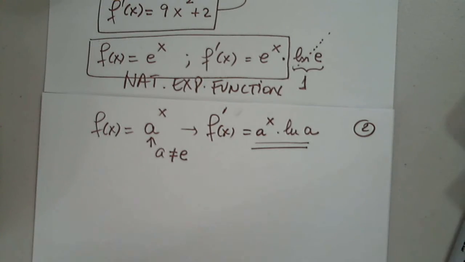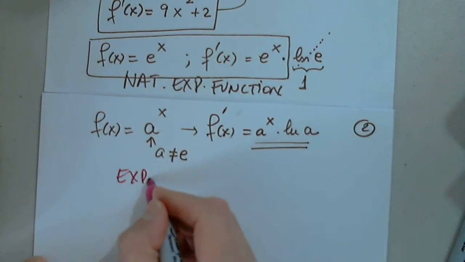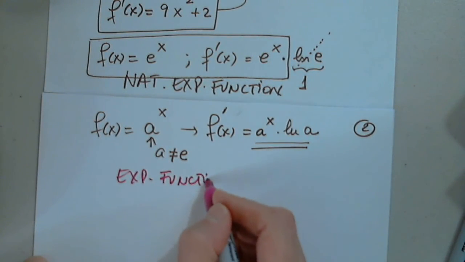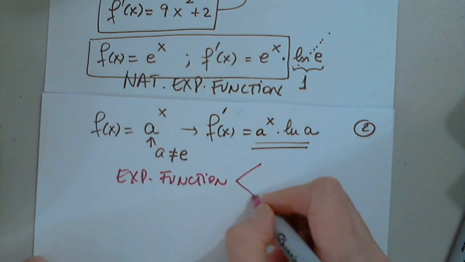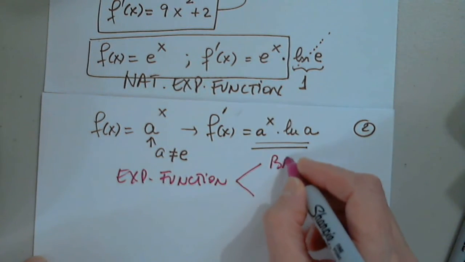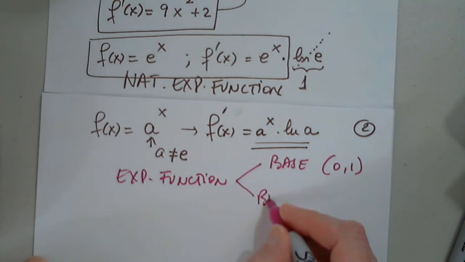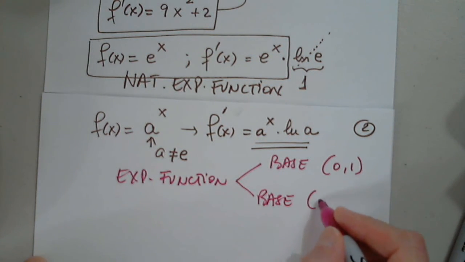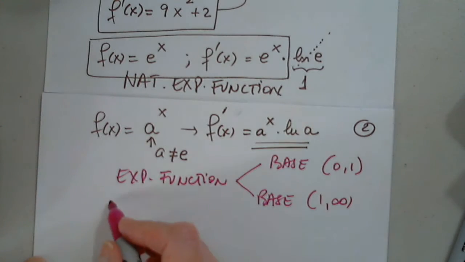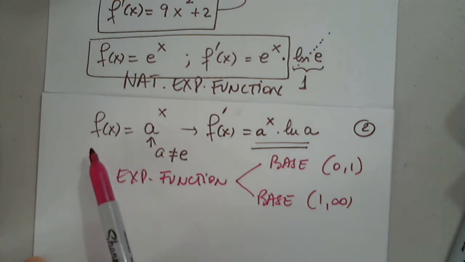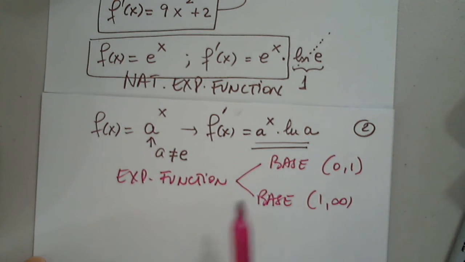Very good question. An exponential function has 2 possibilities for a, the base: to be in the interval 0, 1, or the base to be in the interval 1 to infinity. A can never be 1. It will not be an exponential function. A cannot be 0. It will not be an exponential function. It will not be a negative number.